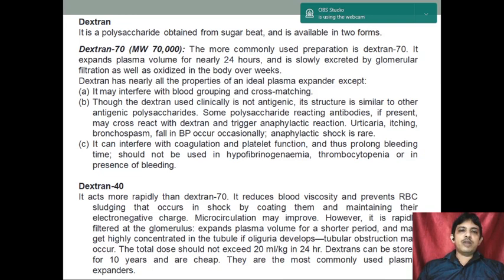Next, coming to dextran. Dextran is a polysaccharide obtained from sugar beet. It is available in two forms, the major two forms being dextran 70 and dextran 40. For dextran 70, the molecular weight is 70,000. It is the more commonly used preparation, and it expands plasma volume for nearly 24 hours. So that is a long lasting plasma volume expansion. It is slowly excreted by glomerular filtration as well as oxidized in the body.